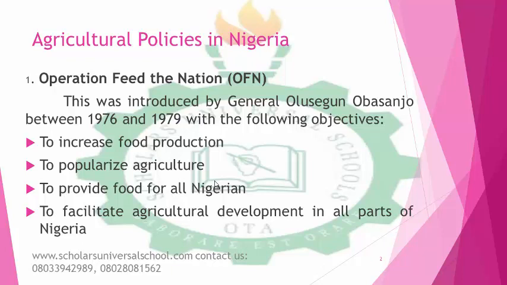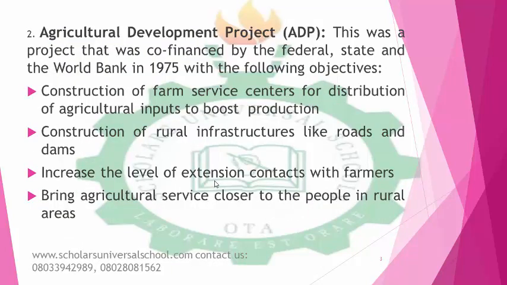Now, let's look at another policy that was introduced. The second policy is the Agricultural Development Project. Now, this policy was financed jointly by the federal government, the state government, and the World Bank in the year 1975. This policy also has the following objective.